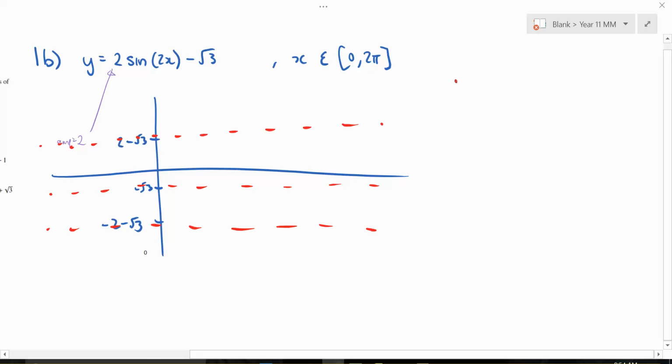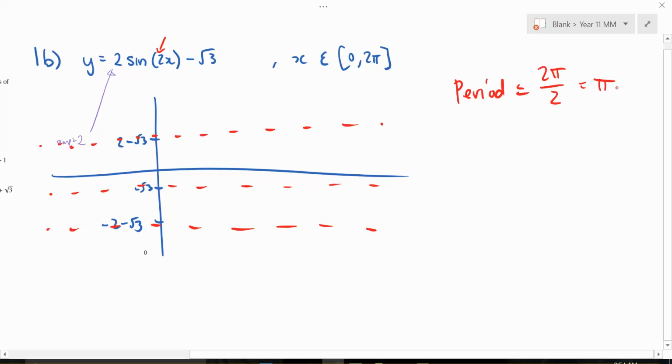What is my period equal to? Can I please have Bruce? What's my period equal to? Fantastic. 2 pi over 2. This is responsible for your horizontal dilation, and because you're shrinking it by a factor of 2, you're going to divide your domain or your period by 2. So therefore, 2 pi on 2 gives you a period of pi.